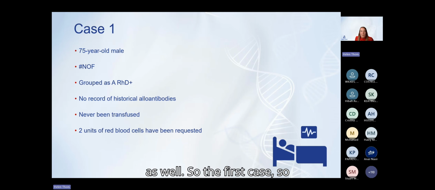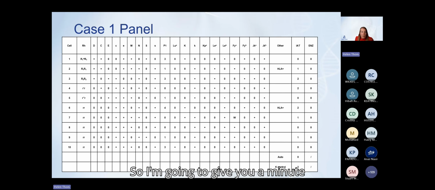So the first case: we've got a 75-year-old male, broken hip, they're in hospital, they've grouped as A positive, there's no record of any historical antibodies, the patient's never been transfused, and you've had a request from the ward that they want 2 units of red cells for this patient. So I'm going to give you a minute to have a look at this. I do appreciate that it's probably not easy if you're doing it on the screen, but I don't know if anyone had an opportunity to have a look at some of the panels.